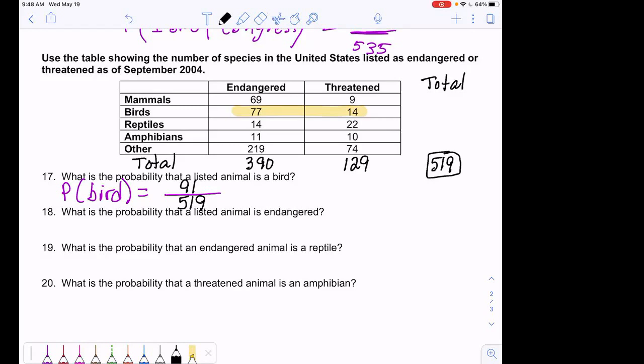The second question says, what's the probability that a listed animal is endangered? So now we want to find the probability that we have an endangered species.